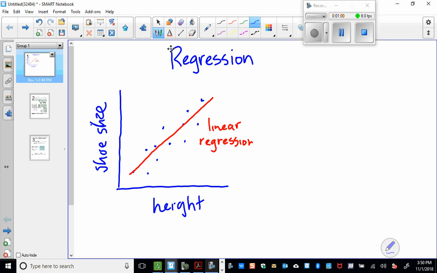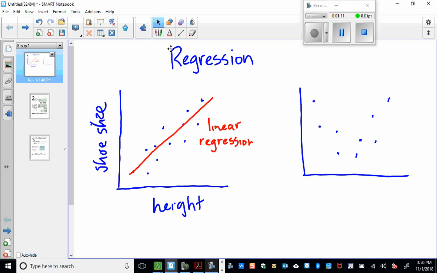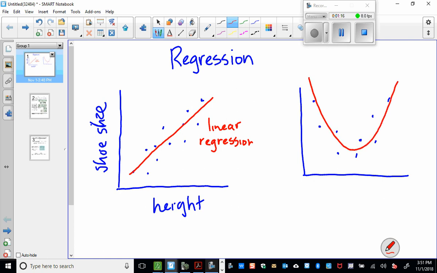Okay. Sometimes you have a data set, though, that doesn't make a line. It makes a shape like this. Here's the data. And it doesn't make a straight line. It makes something that looks a little bit more like a U shape, like one of our more recent quadratic regressions. So if you saw data like this, you would do a quadratic regression. Now on the calculator, the linear regression, you'll see written LinReg, and quadratic regression, you'll see written QuadReg.